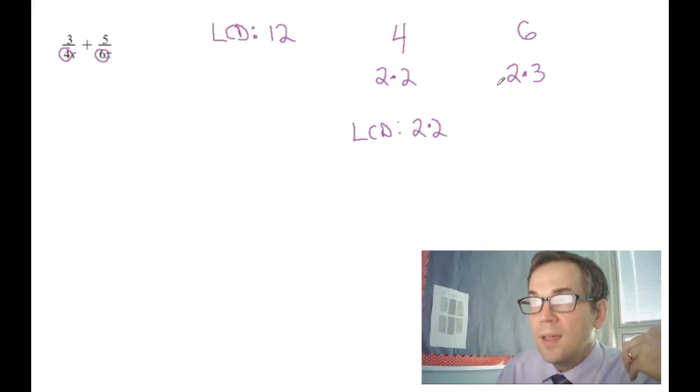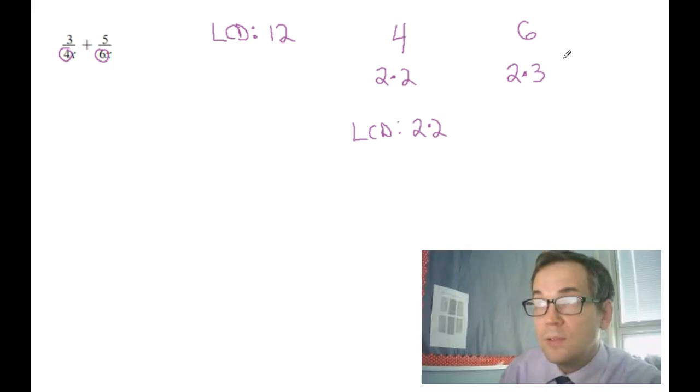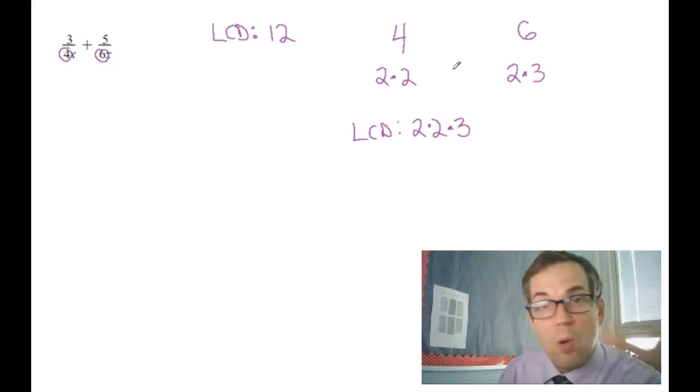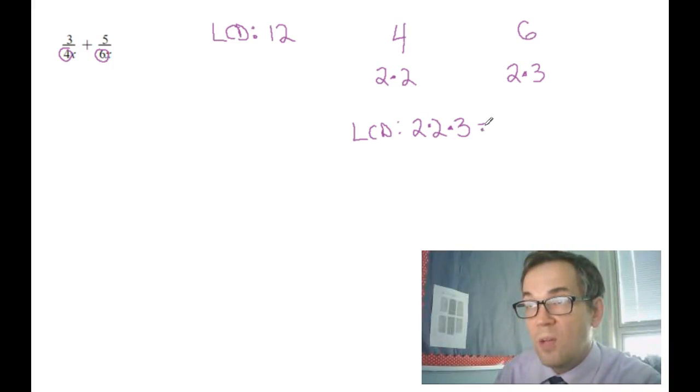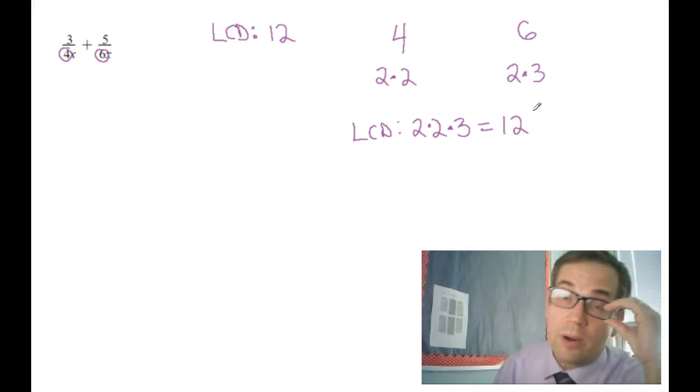Okay? And that's everything. Now I'll look at the other term, and any factor that's in here that I don't already have covered, I have to include. So 6 has a factor of 2 and 3. 2 is already in there, but I don't have a 3 in there. So I'll also include a 3. Now all of the factors of the various denominators are covered, and together they all make 2 times 2 times 3, which is 12. Now that's a lot of work.